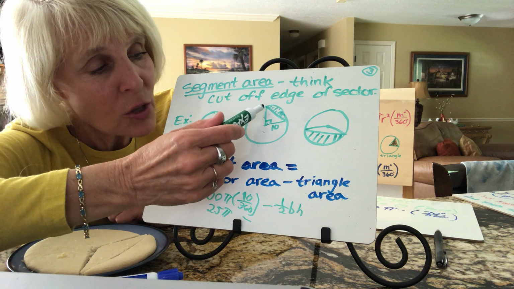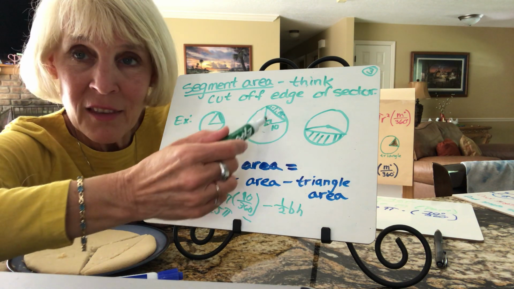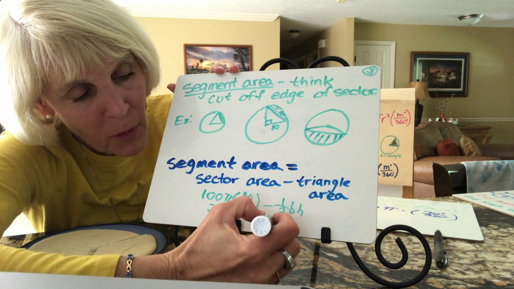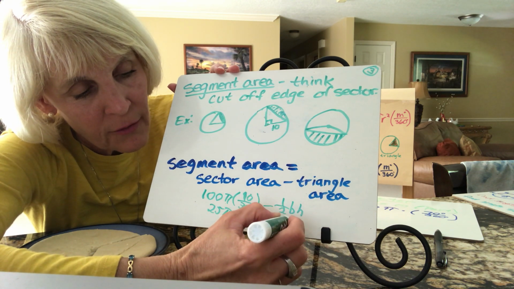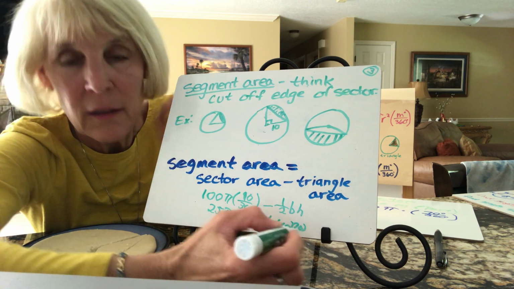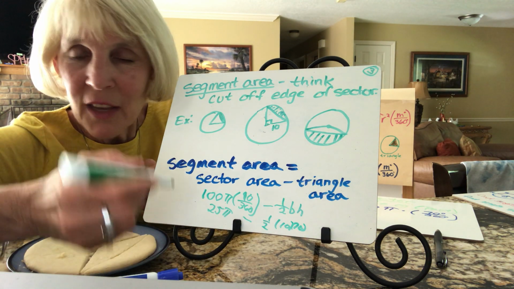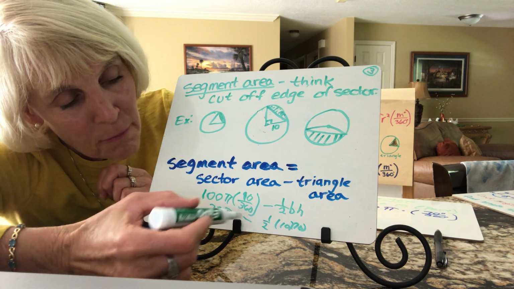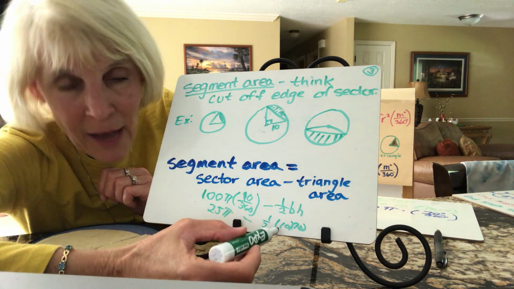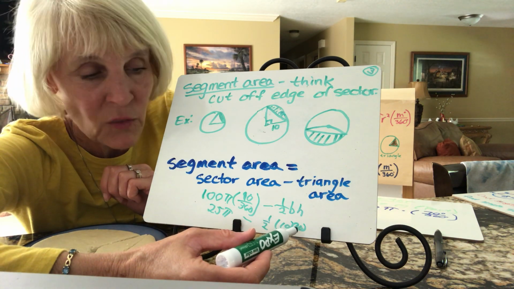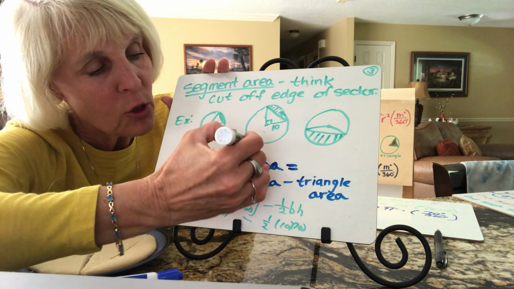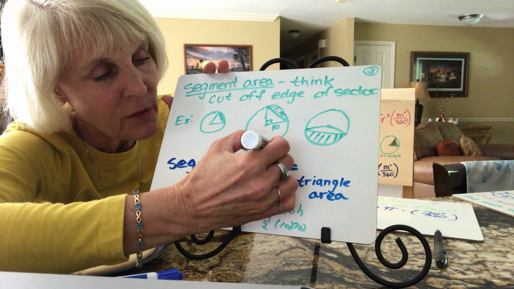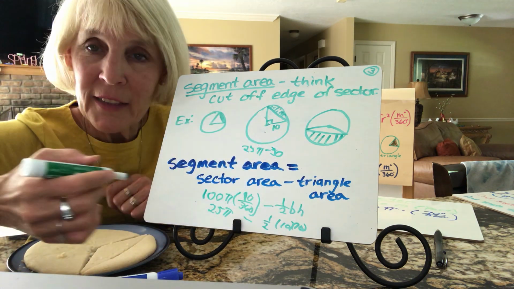Well, in this circle, my base and my height make a right angle. So here, I would just say minus 1/2 of 10 times 10. Okay? And then I can just put that in my calculator, or I could leave it exact. 25 pi minus 1/2 of 10 is 5, times 10 is 50. So my answer would be 25 pi minus 50. And that's the answer.